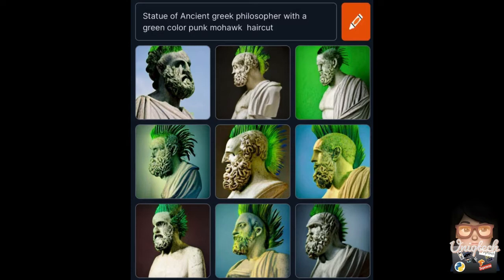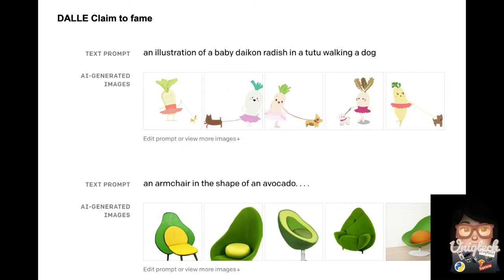and his team, who are the winners of the Google and Hugging Face AI competition. DALL-E's claim to fame was these two amazing sets of imaginary generated images. An illustration of a baby daikon radish in a tutu walking a dog, and an armchair in the shape of an avocado, a very beloved fruit of the internet. And these two sets of images are imaginary, generated completely from scratch by OpenAI DALL-E.